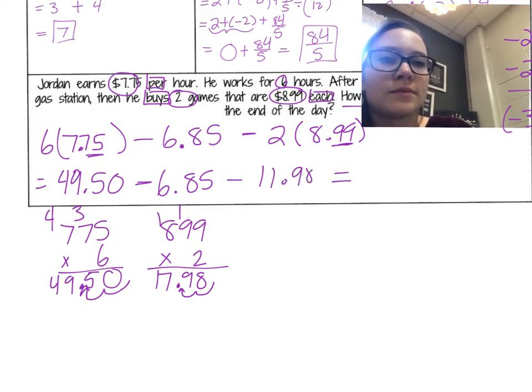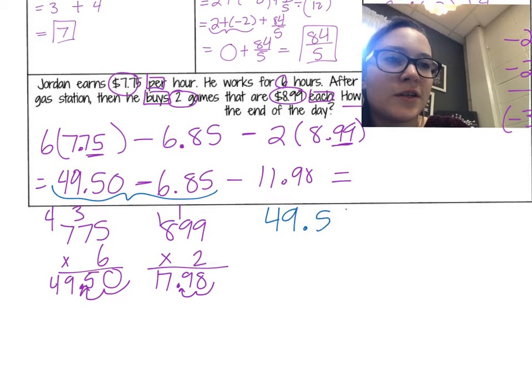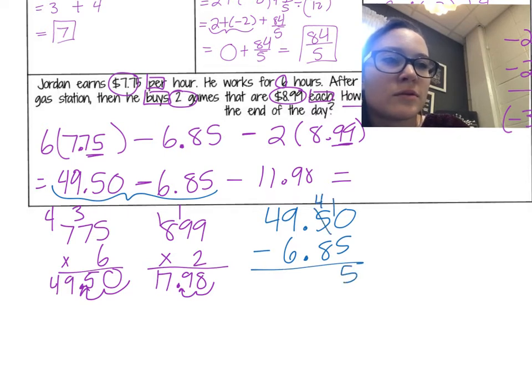Okay, so now I'm going to add and subtract left to right. Starting here, 46.50 minus 6.85. Gotta borrow again. 14 minus 8 is 6. Your decimal point comes straight down when adding or subtracting. 8 minus 6 is 2. The 4 comes down.